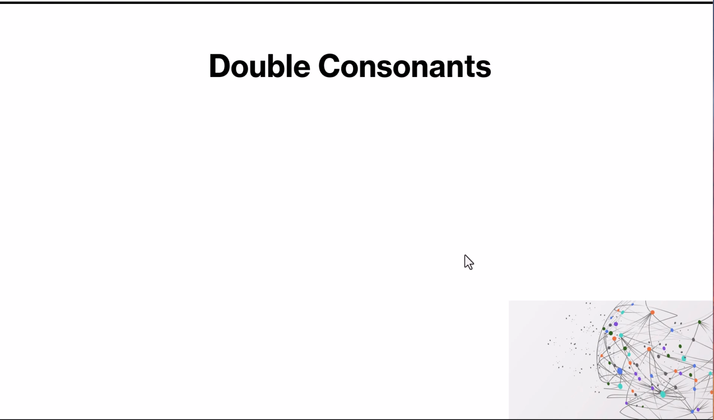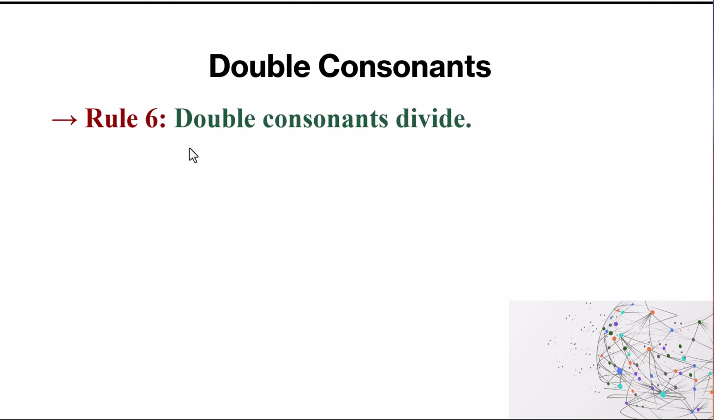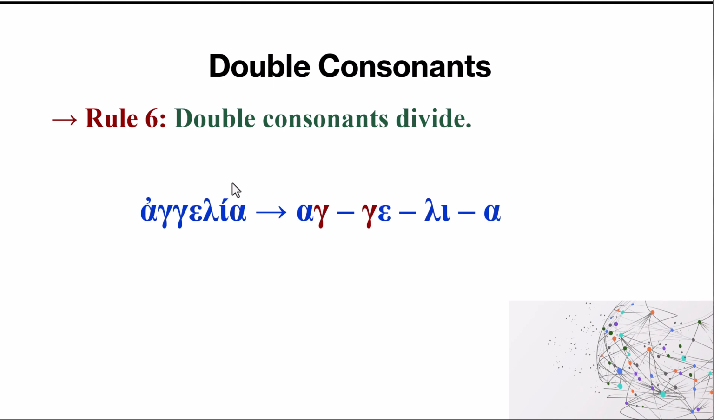Our next rule deals with double consonants. Simply, Rule 6 says that double consonants divide. And so here we have Angalia. And so we have this doubled gamma here. The first gamma ends the previous syllable. The next gamma begins the next syllable. So Angalia.